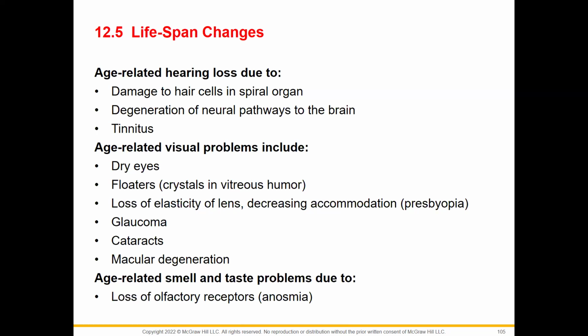You have age-related visual problems due to things like dry eyes, floaters. So those floaters are little tiny crystals floating around the vitreous humor in the posterior cavity of the eye. Visual problems can occur because of the loss of elasticity of the lens, which leads to the decreasing in accommodation of the lens. So the decrease of ability of the lens to change shape to be able to see things that are closer because it lost elasticity. You can have glaucoma.